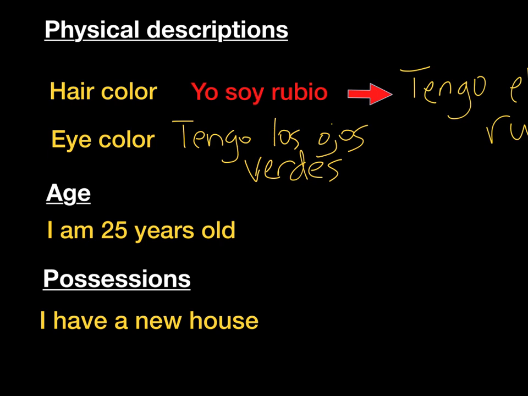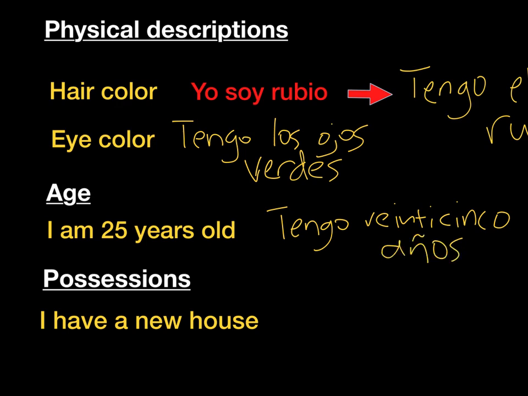Age, we just talked about age. We use tener for that. I am 25 years old would be tengo 25 años. I have a number of years. Tengo 25 años. I have 25 years. I am 25 years old.